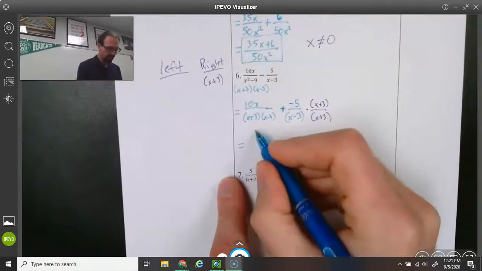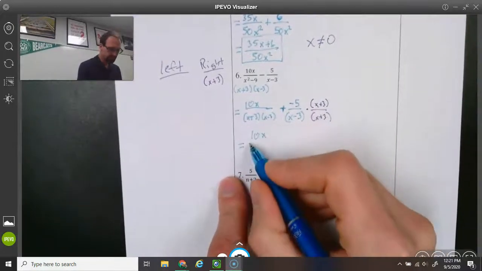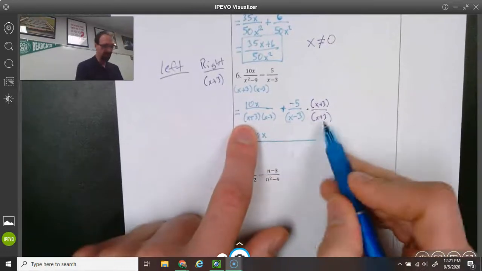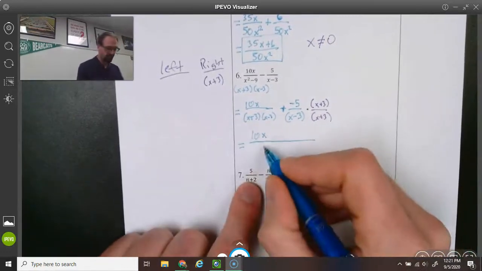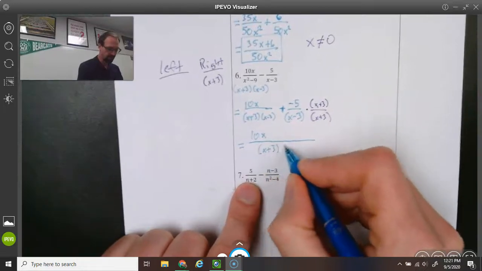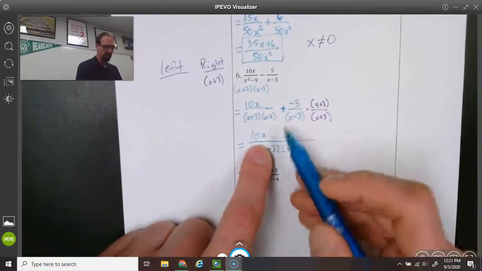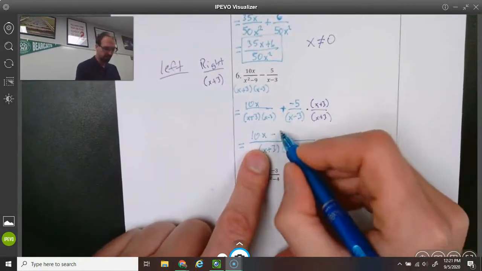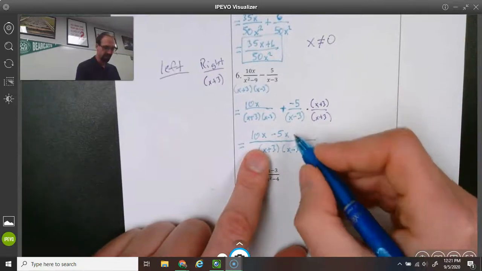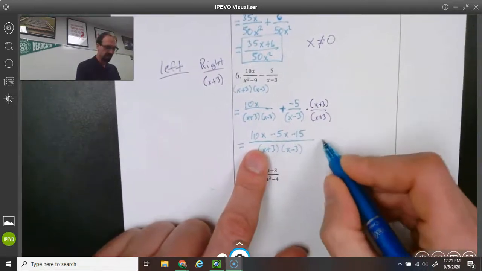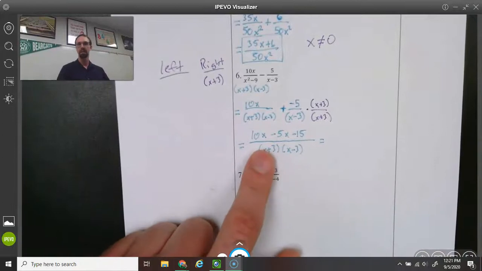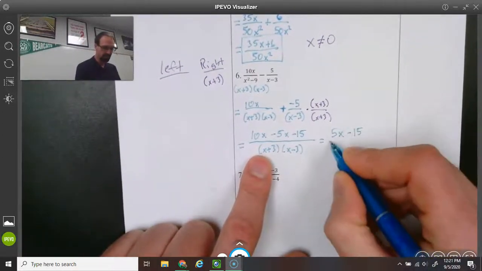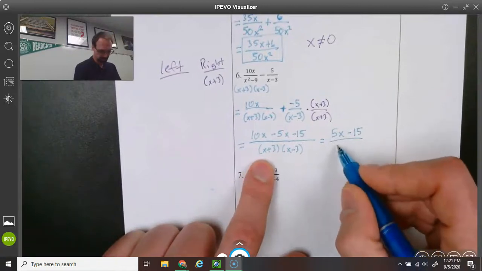So now I can combine. I have 10x over, these have the same pieces, so I'm going to combine it over the same denominator. So x plus 3 and x minus 3. And then what I have here is distributing this negative 5 to x, so minus 5x, and distributing negative 5 to the 3, so minus 15. And now I can combine like terms. In my numerator, 10x minus 5x is 5x. So I have 5x minus 15 over x plus 3 and x minus 3.